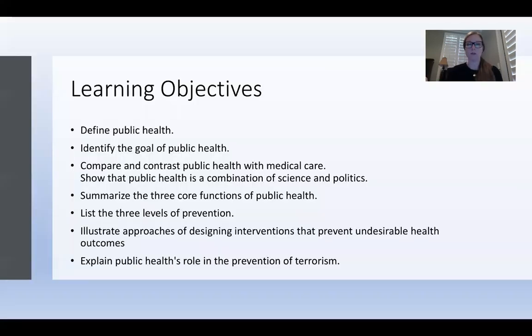All right, so the learning objectives for this chapter are defining what public health is and identifying its goal. We will compare and contrast public health with medical care, showing public health is a combination of science and also politics, okay? We're going to summarize 3 core functions of public health, list the 3 levels of prevention, and illustrate approaches to designing interventions that can prevent undesirable health outcomes.